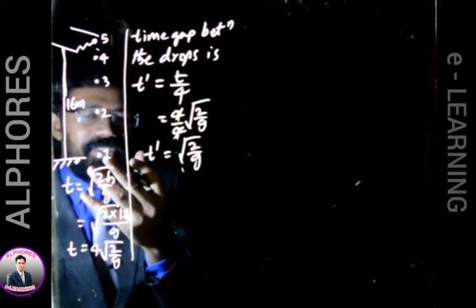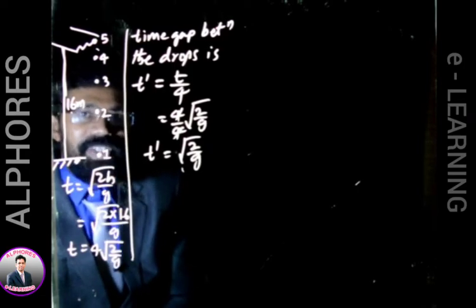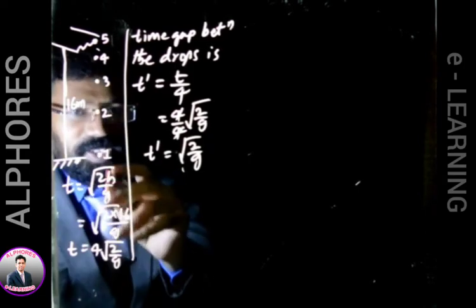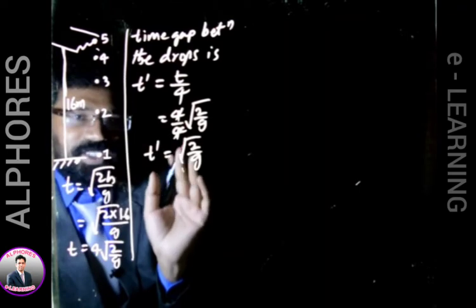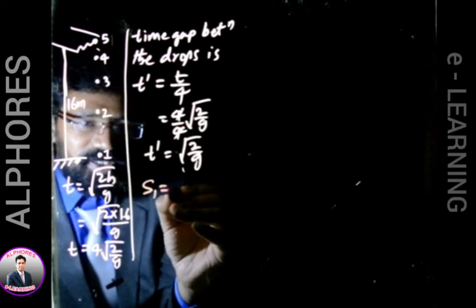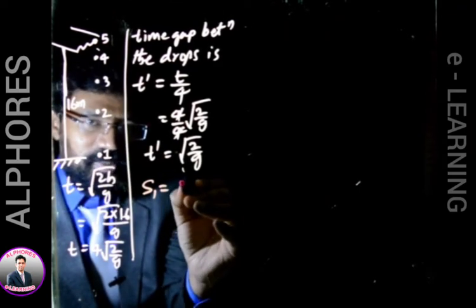It did not start its journey. Okay, so I can find out all the distances. What is the distance traveled by the first drop? It is 16 meters. That is known to us. I will take that as S1. S1 is the distance traveled by the first drop, or height of fall of the first drop.